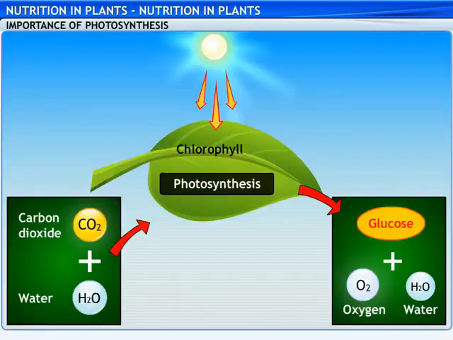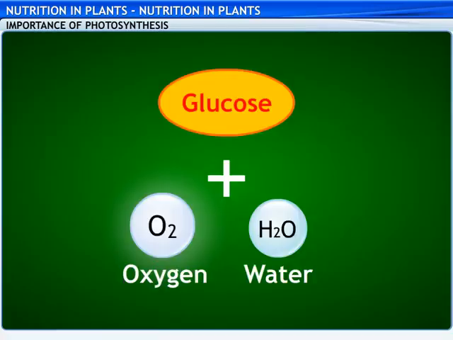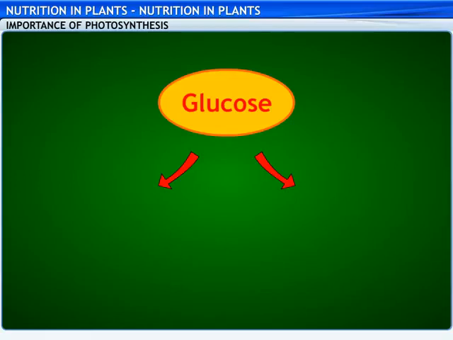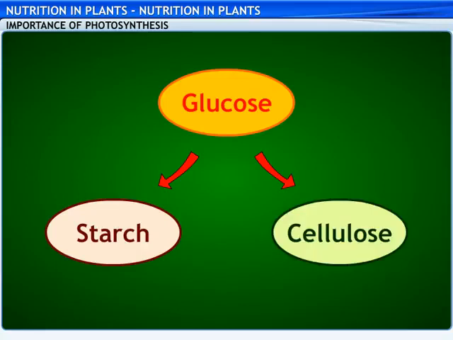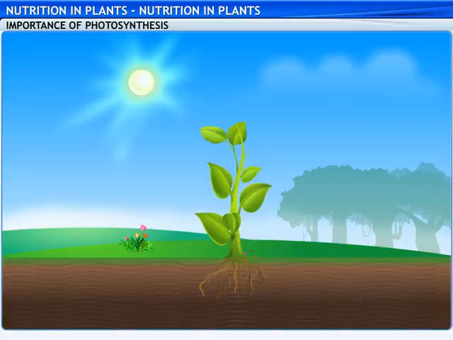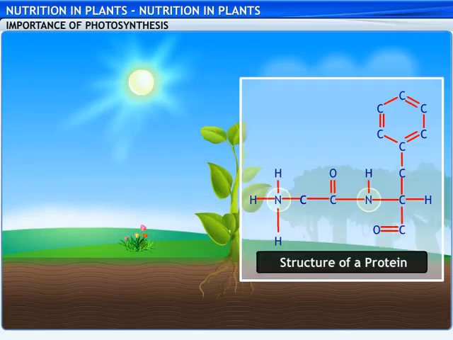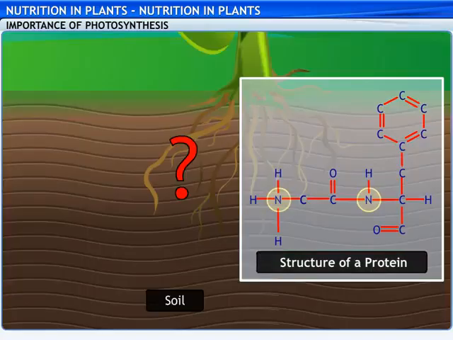As we saw, during photosynthesis, plants produce food in the form of glucose. This is then converted into complex compounds called carbohydrates, like starch, cellulose, etc. Plants also prepare proteins with the help of nitrogen, which is obtained from the soil. Are you wondering how the nitrogen got into the soil?